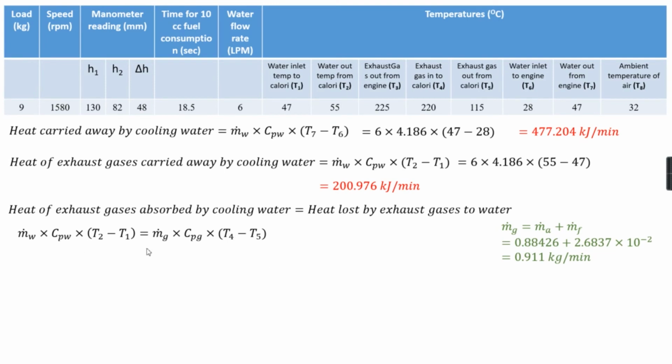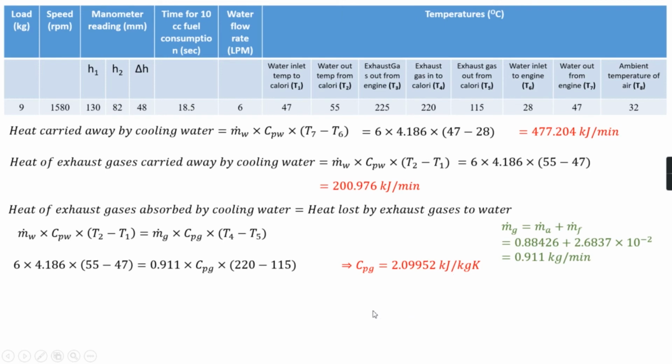So I'll put all those values into this so that I can calculate the specific heat of a gas. So specific heat of gas is calculated to be 2.09 kilojoule per kg Kelvin. Next, I'll calculate heat lost to the atmosphere. Now I know mass flow rate of gas, which is going to be the same, into specific heat of gas which I have calculated, and I know the exhaust temperature from the calorimeter, and I know the ambient temperature of the air.